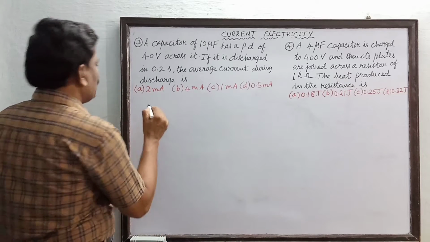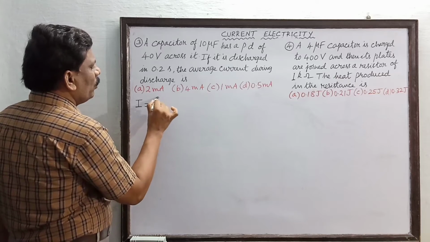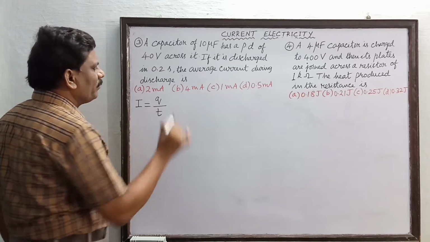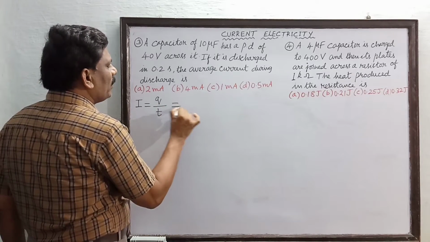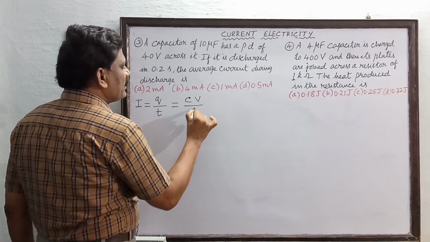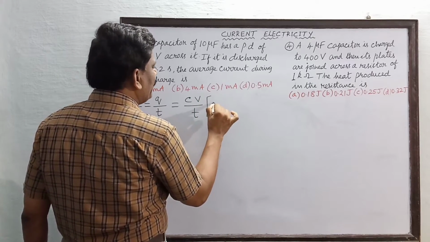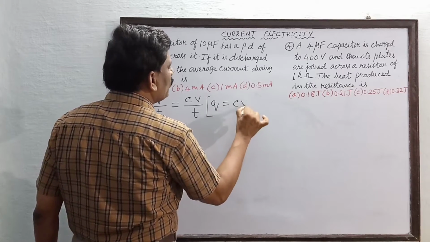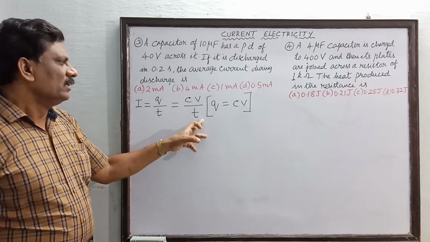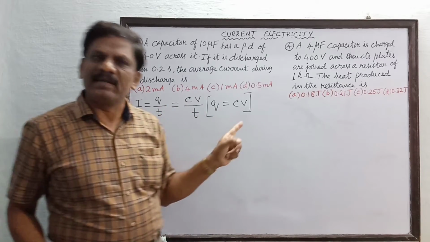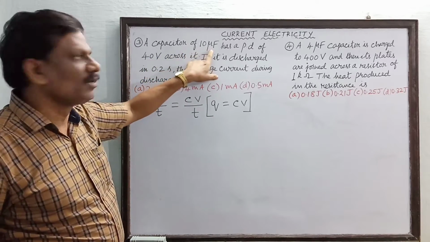So we have studied that the current I is equal to Q divided by T, quantity of charge by time taken. But Q is equal to C into V. So this is also equal to C into V divided by T, because Q is also equal to C into V. This is the basic equation we have studied. Now C is the capacitance of the capacitor. So what is the capacitance given here? C equal to 10 microfarad.